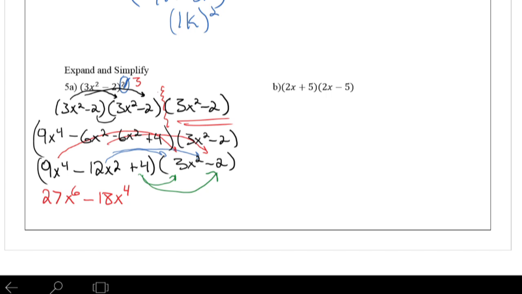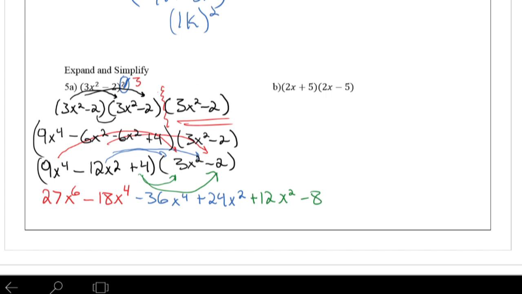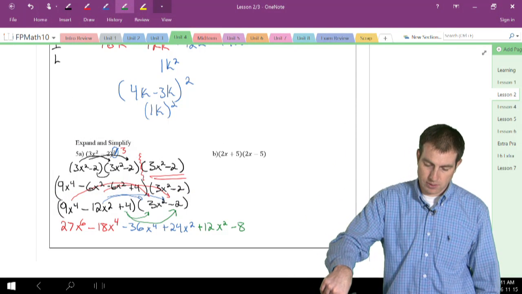Negative 12x squared times 3. So I'm going to get negative 36x to the 4, and then positive 24x squared. So those are my two terms there. And then 4 times, my last one in green here, 4 times 3 is going to give me 12x squared, and 4 times 2 is going to give me negative 8. So there you go. Each term in the first bracket by each term in the second bracket.